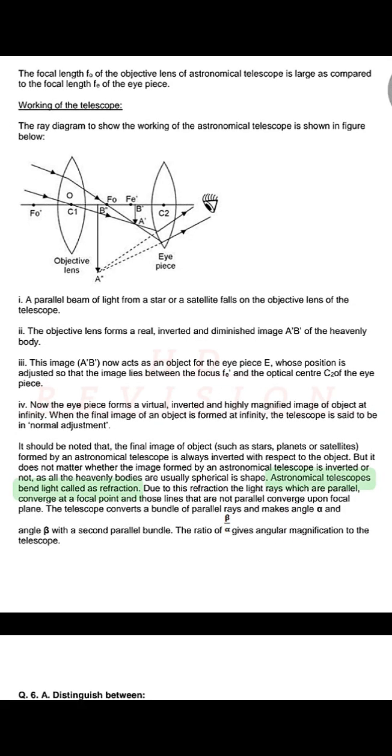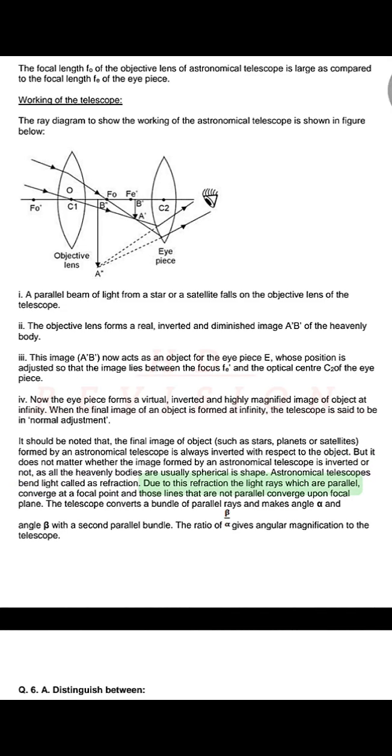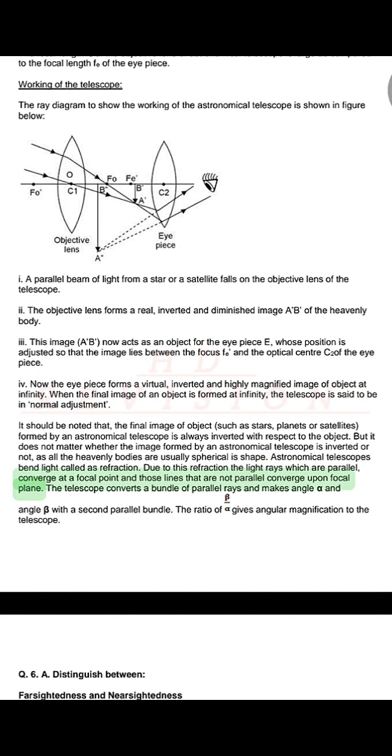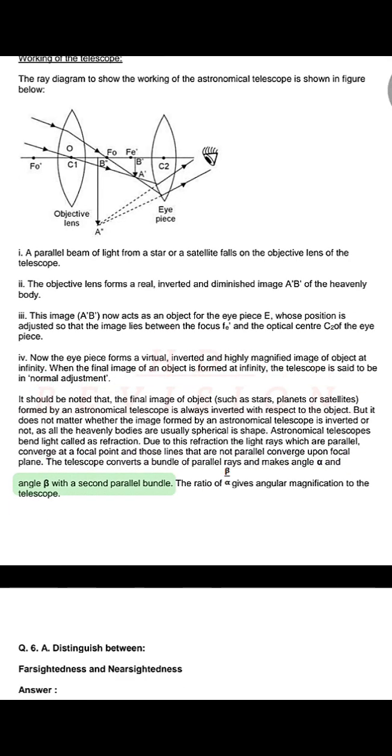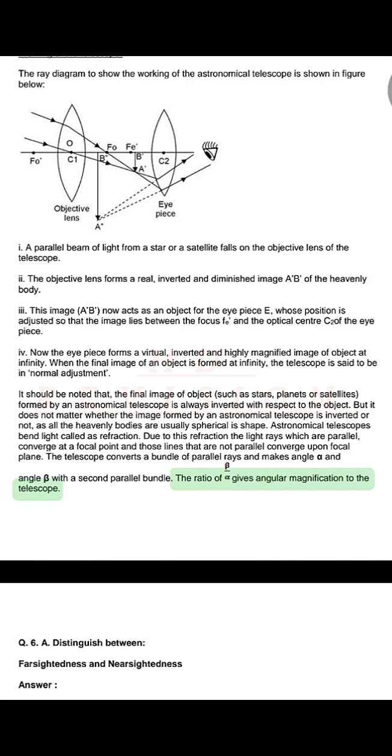Astronomical telescopes bend light, called refraction. Due to this refraction, the light rays which are parallel converge at a focal point, and those lines that are not parallel converge upon the focal plane. The telescope converts a bundle of parallel rays making angle alpha into a second parallel bundle making angle beta. The ratio of these gives the angular magnification of the telescope.